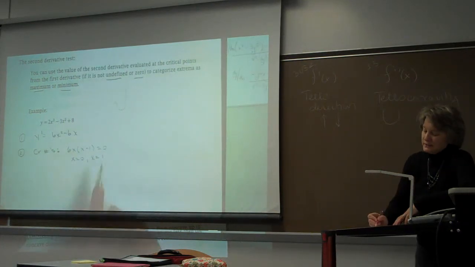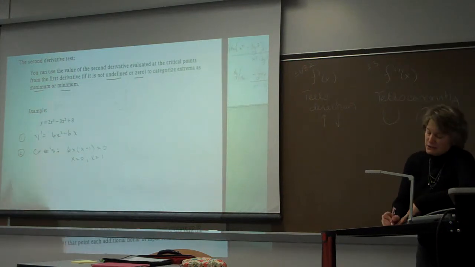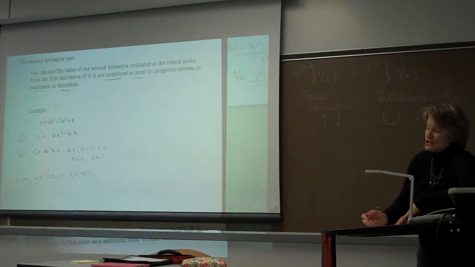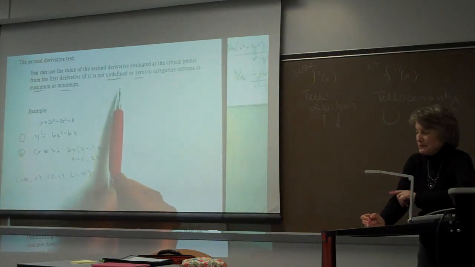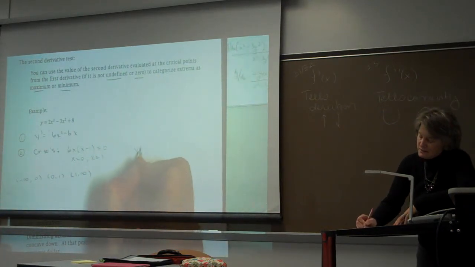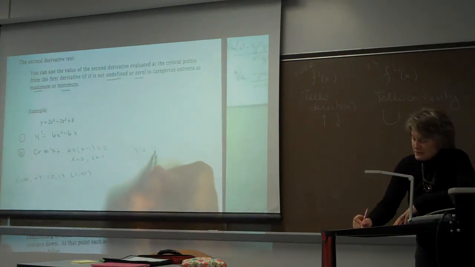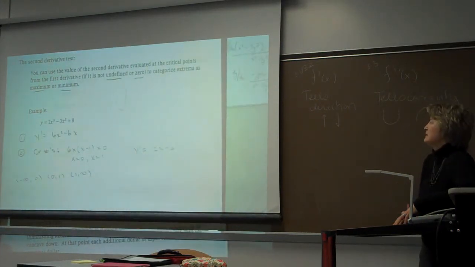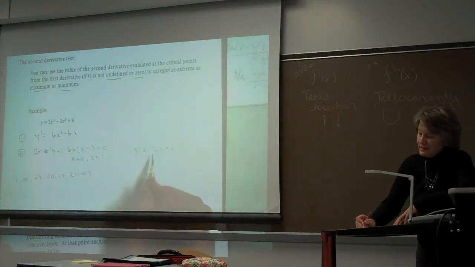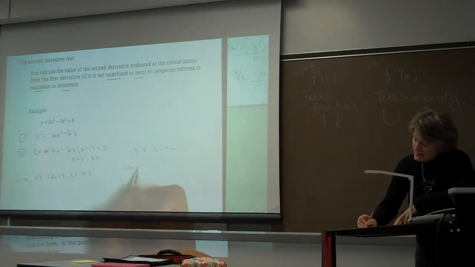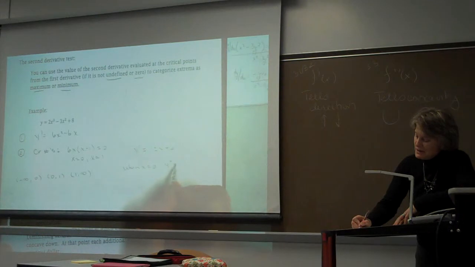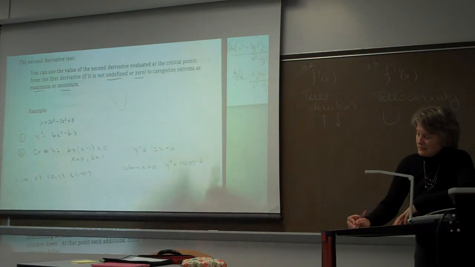So if I want to see if these are maxes or mins, one thing I could do is go to the number line, write my intervals and check the sign. But the second derivative test says another thing I could do is take the second derivative. So that's 12x minus 6. And then just plug in my 0 and my 1. So when x equals 0, y double prime equals 12 times 0 minus 6. It's negative.